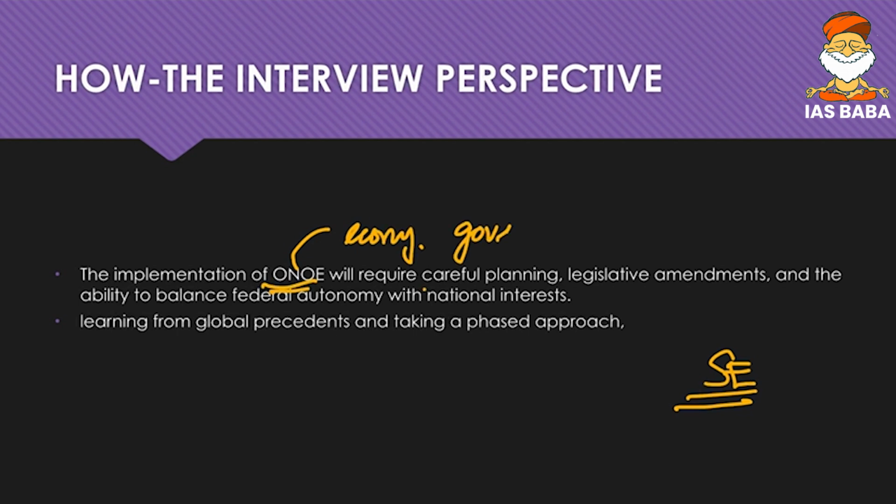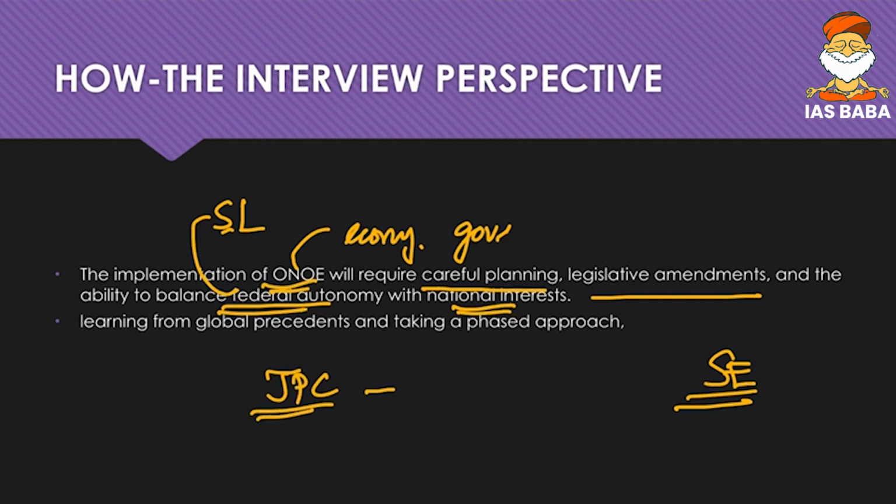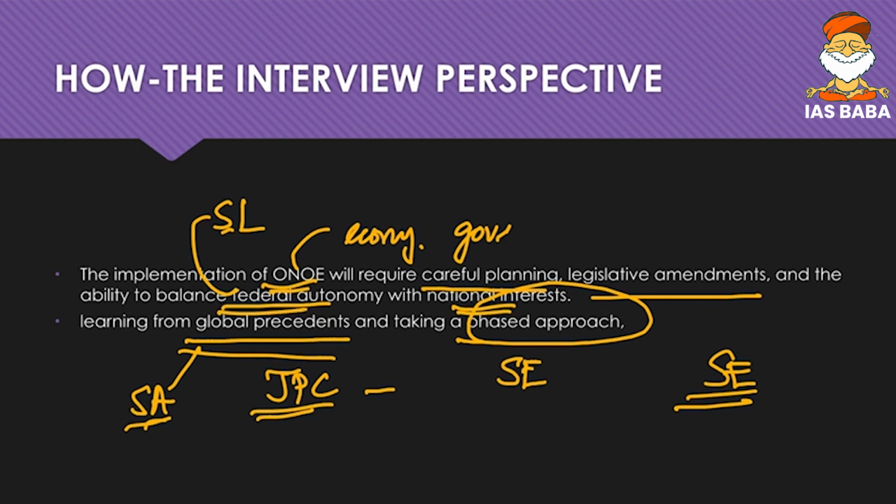But the implementation should be done with careful planning, legislative amendments, and the ability to balance any kind of state or local level interest with the national interest. And as the first step, creating this joint parliamentary committee for the discussion is a positive step in that direction. Besides, we should also learn from global precedents. Countries like South Africa, etc., have implemented simultaneous elections. Maybe we can learn from these lessons and try to incorporate them in the simultaneous elections of India.